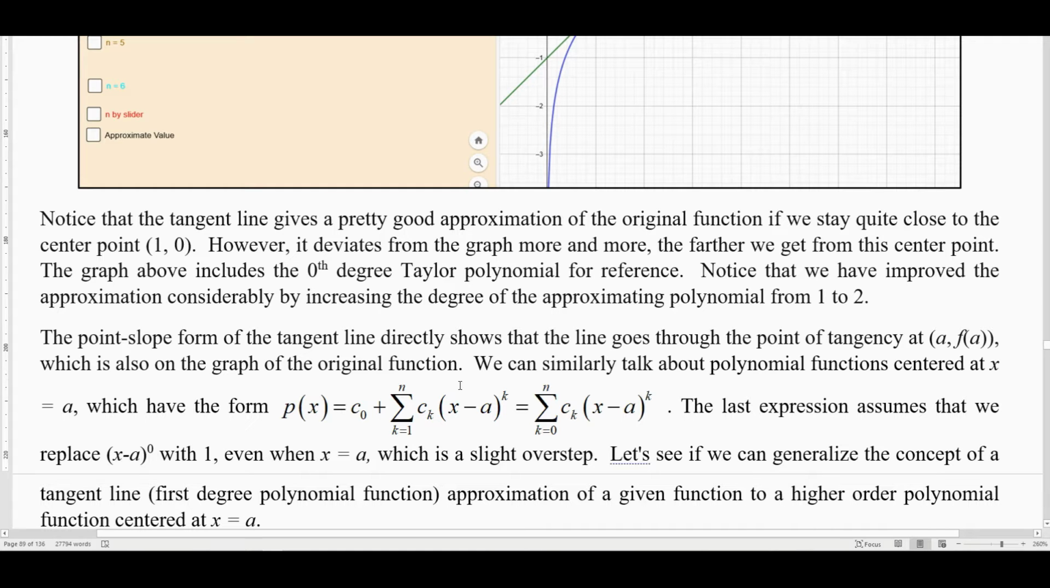Once again, the tangent line gives a pretty good approximation of the original function if we stay close to the center point (1, 0). However, it deviates from the graph more and more the farther away we get from the center point. The graph above includes the zeroth degree polynomial for reference, the horizontal line, but we've improved the approximation considerably by increasing the degree of the approximating polynomial from 0 to 1.